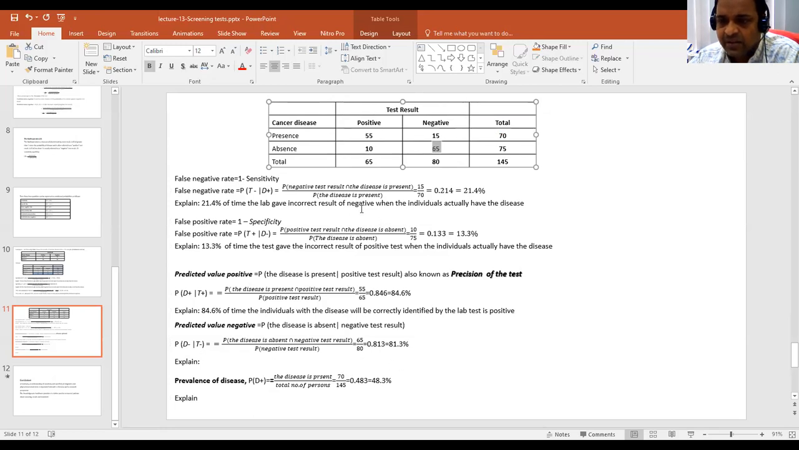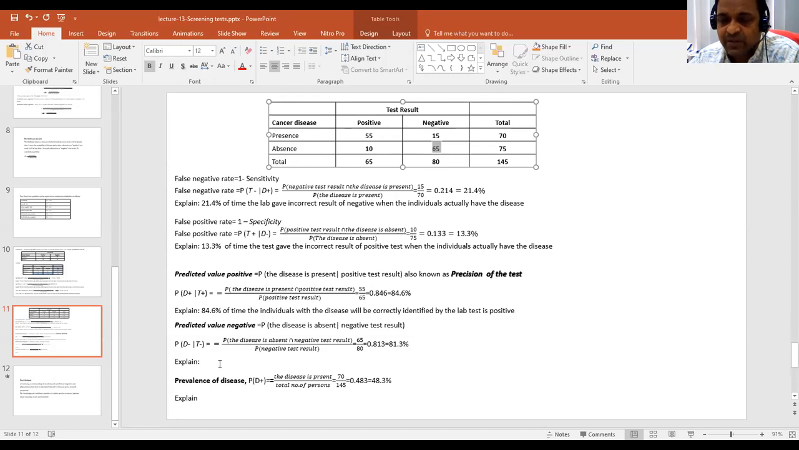So that will be 65 divided by 80. The individuals who do not have the disease are also correctly identified by the lab as negative. Out of how many negative tests? 80. If you do the division, you get 0.813, which is 81.3%.